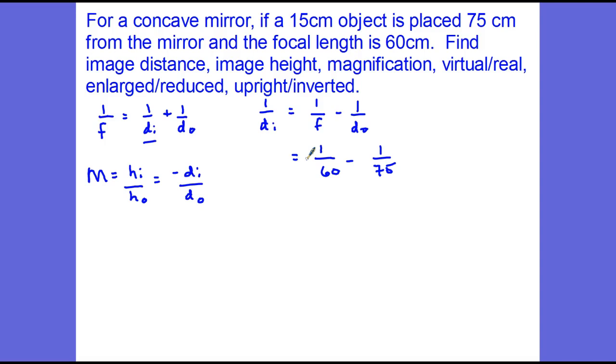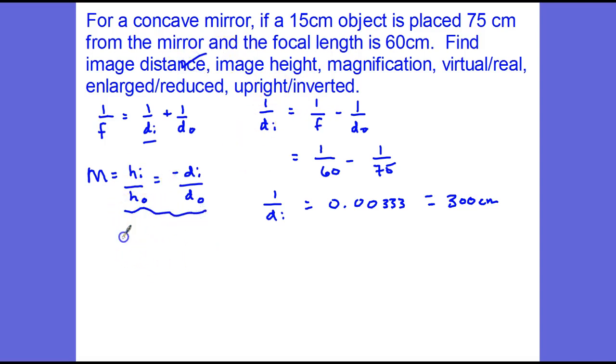Okay, so 1 over 60 minus 1 over 75. And when you do that, you get 0.00, and it's 3 repeating, so lots of 3's. But that is not your image distance. That's 1 over your image distance. And you have to invert that, and you get an image distance of 300 centimeters, or 3 meters. So we've found the image distance.